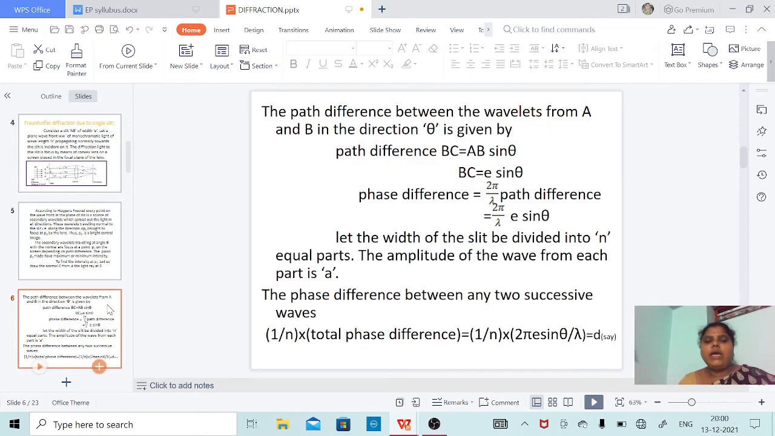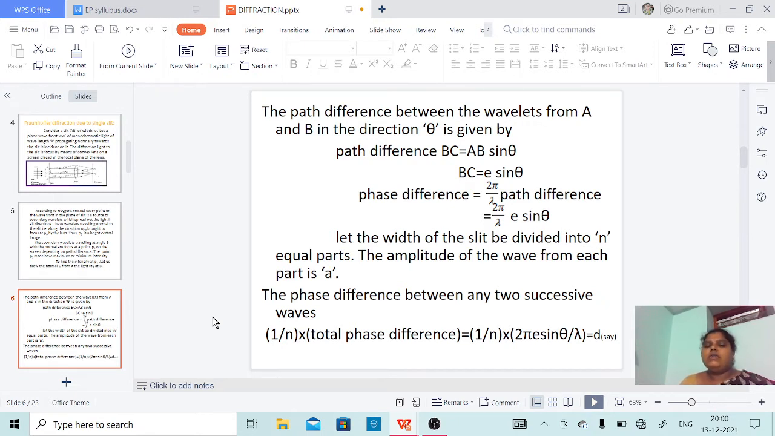Let us see what will happen. There is a path difference between the wavelets from A and B in the direction theta. We have already seen that there is a path difference between the wavelets which are forming the central image, and there are maxima and minima. There is a path difference, and the angle of diffraction is theta.